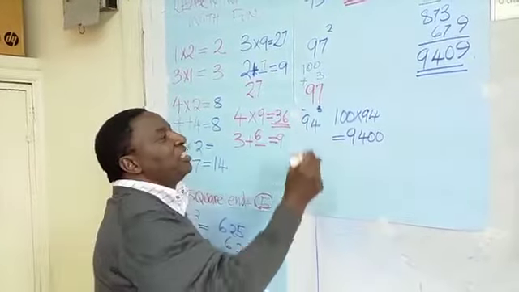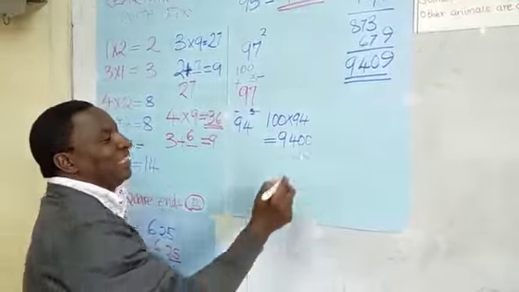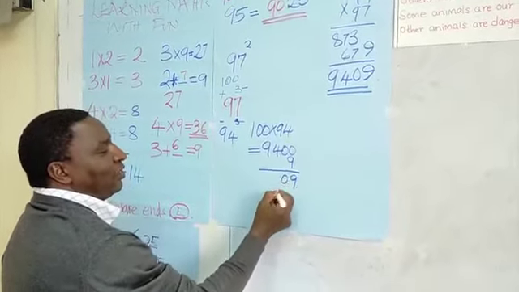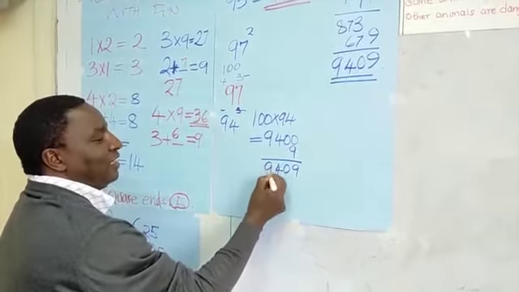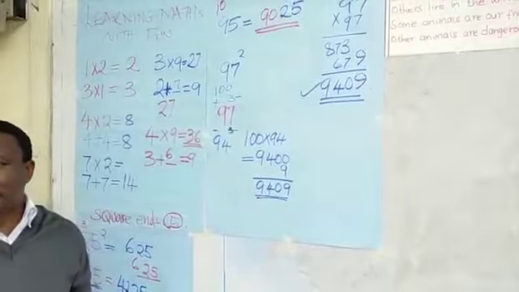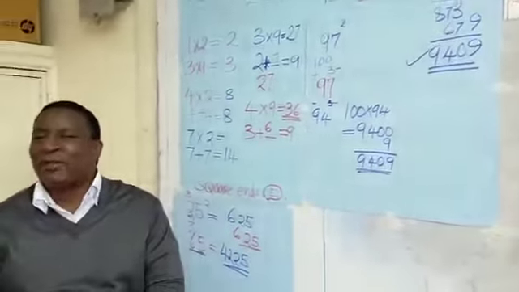What made the changes? A 3. What is the square of 3? It is 9. Put together 9,409, and you have your answer. Quick maths, sweet maths, playing with numbers.